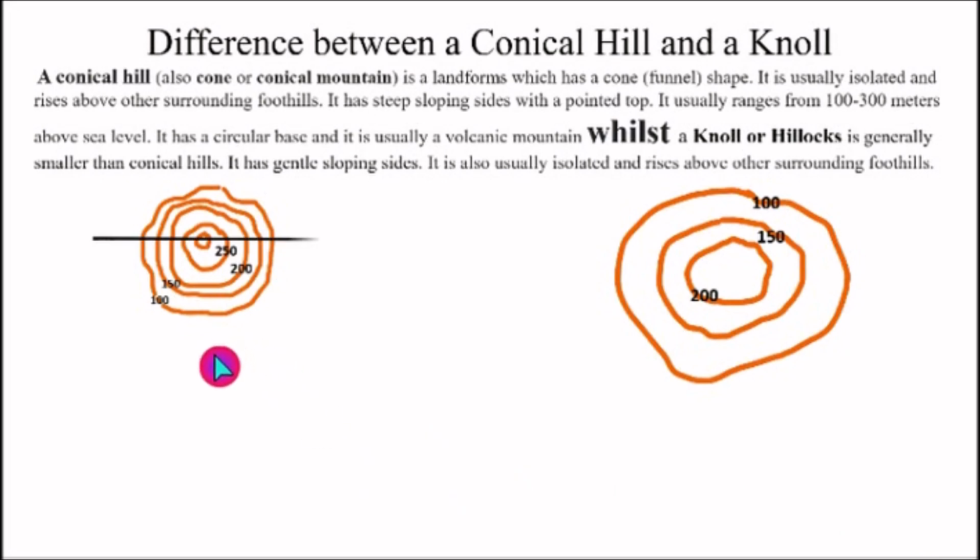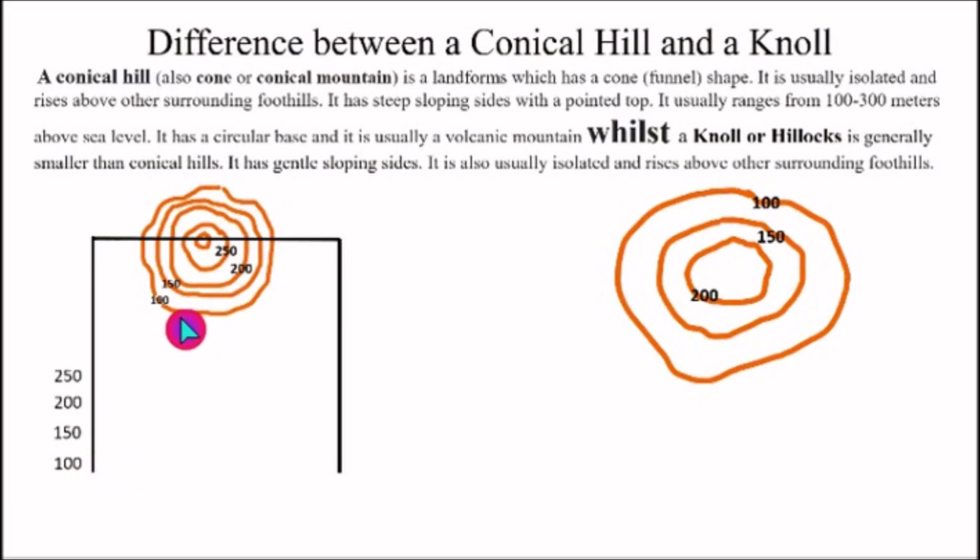Let us apply cross-section on the conical hill to prove its characteristics. You draw your horizontal line to cut across all the contours like this, and then you draw your vertical axis at the left side, and then another vertical axis at the right side like this. Then you mark the vertical axis according to the calibrations of the contour. So 100 is here, then 150. Then you do the same at the left side.